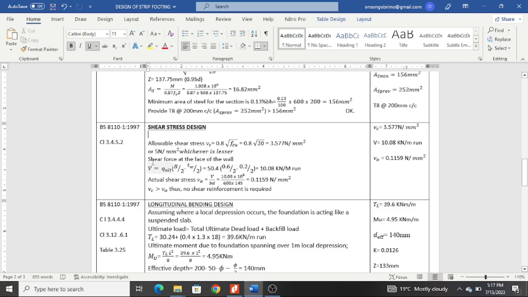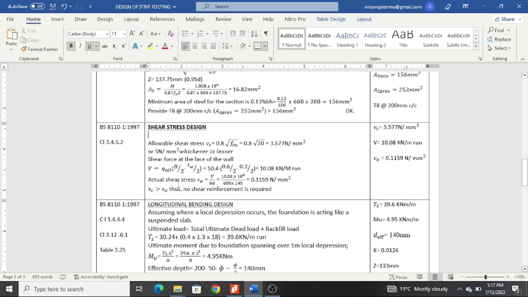So to determine now the actual shear force at the face of the wall, you use the formula where you multiply the Q ultimate into breadth divided by 2, breadth of 600 millimeters, and then the width of the wall divided by 2, and this gives you a total of 10.08 kilonewtons per meter run of the strip.